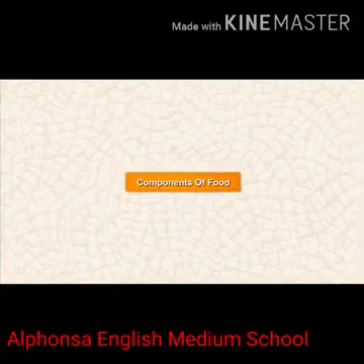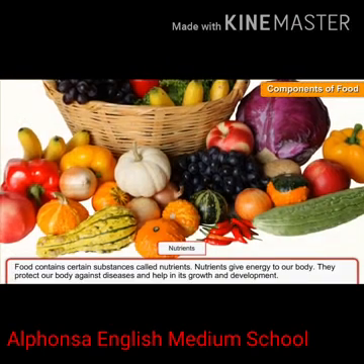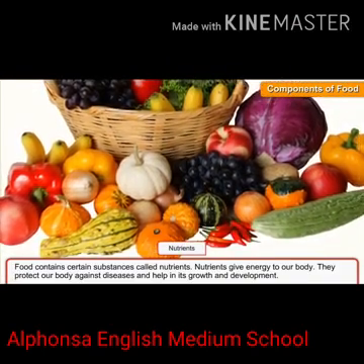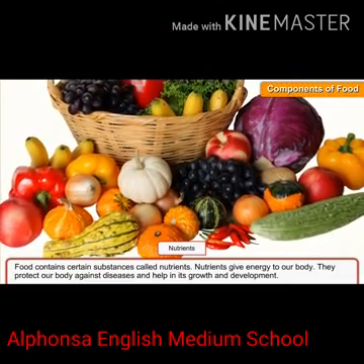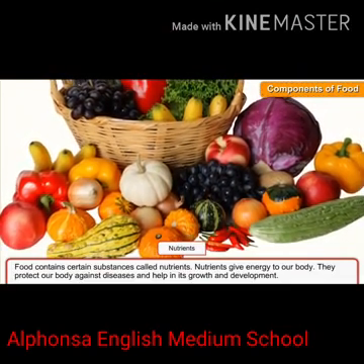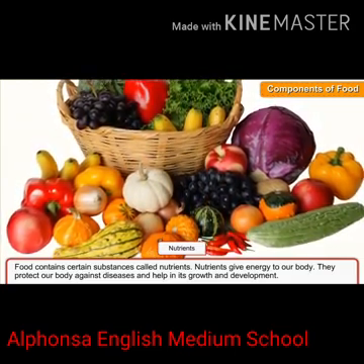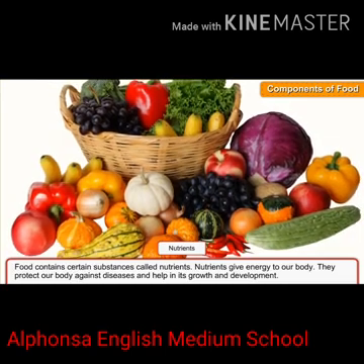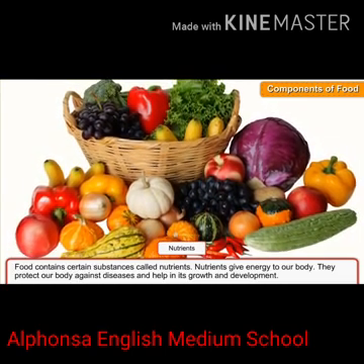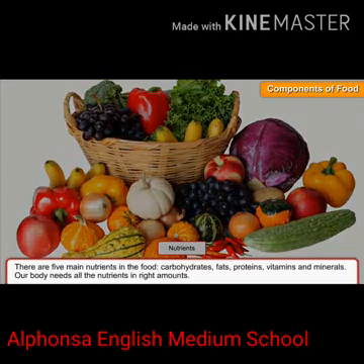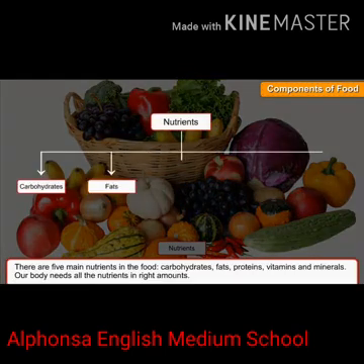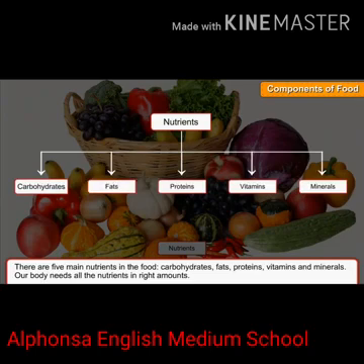Components of food. Food contains certain substances called nutrients. Nutrients give energy to our body. They protect our body against diseases and help in its growth and development. There are 5 main nutrients in the food: carbohydrates, fats, proteins, vitamins and minerals. Our body needs all the nutrients in right amounts.